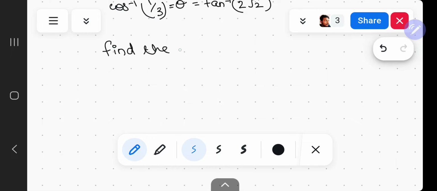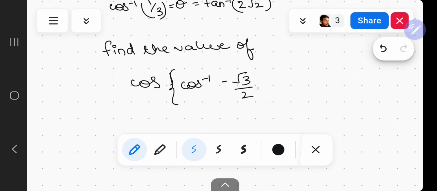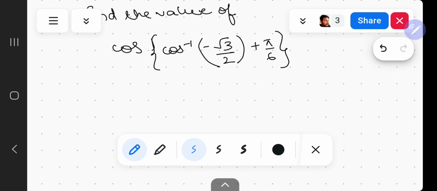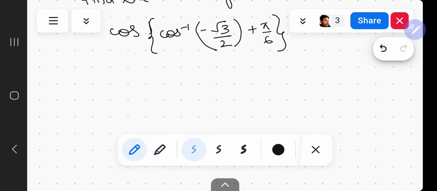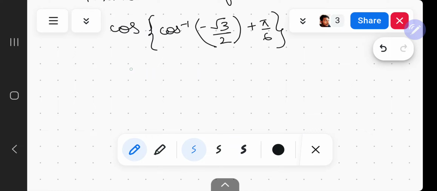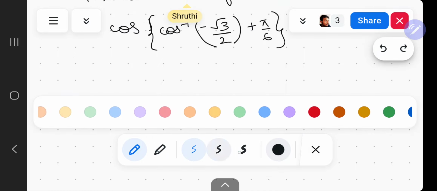Find the value of cos inverse minus root 3 over 2 plus pi by 6. We have to find this value. Now, first of all, we'll start from cos inverse minus root 3 over 2.